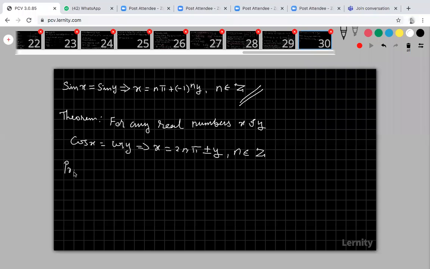What is my proof actually? Look at that. My proof is cos x equal to cos y. Bring it to the left hand side: cos x minus cos y equal to 0. What is the cos x minus cos y formula? I am applying the identity. Please go through the identity. Minus 2 times sine of (x plus y) by 2 times sine of (x minus y) by 2.